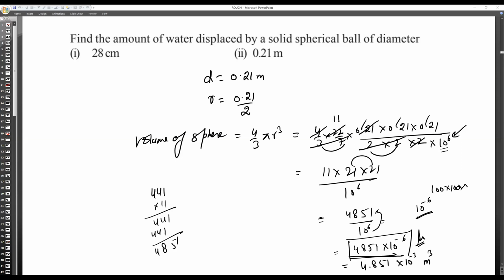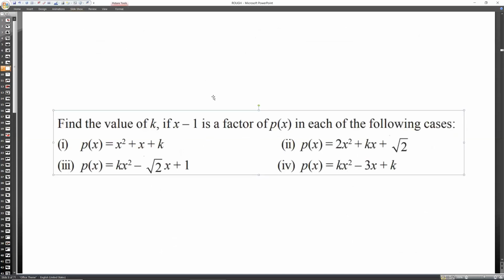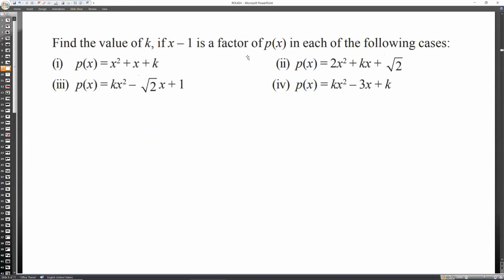Here are the questions. Is it visible to you on your screen? Yes, sir. Okay, find the value of k if x minus 1 is a factor of each of the following. So in each of the following cases, x minus 1 is a factor. Then find out the value of k for this one and for this one. Do this one, please.